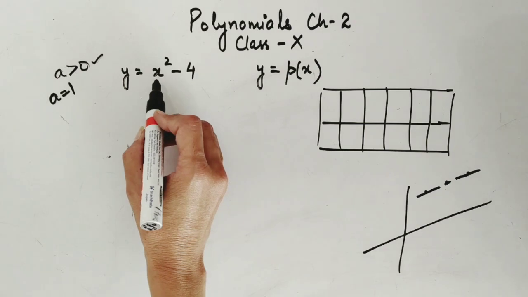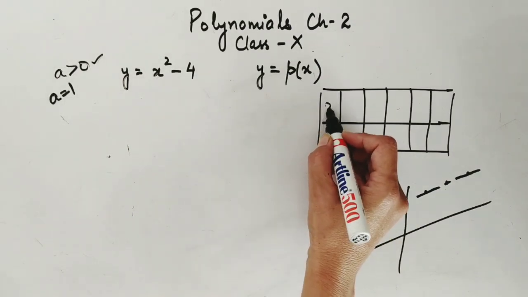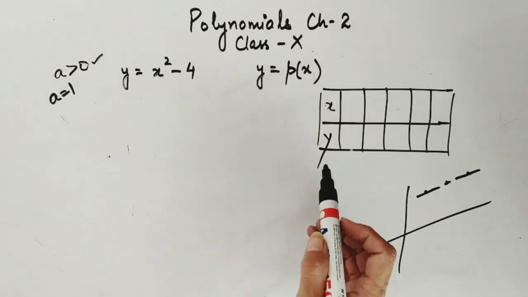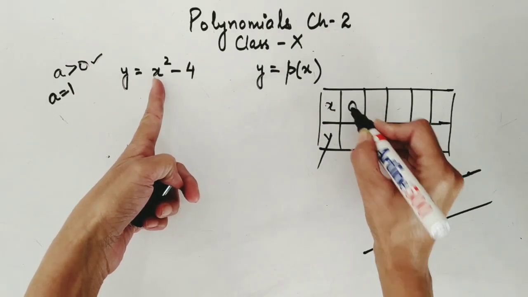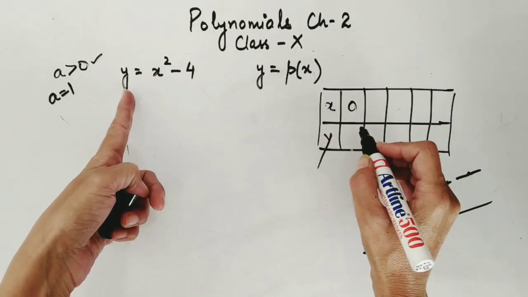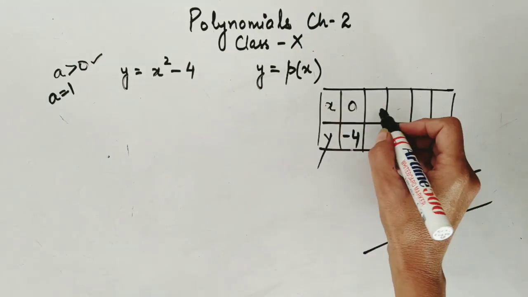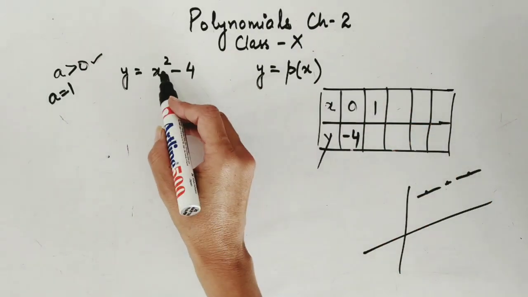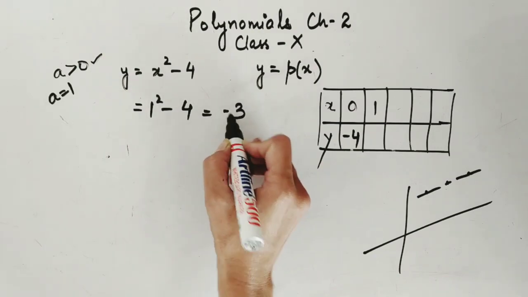Now I would begin by taking, I'll just put the values here. This goes for x, this goes for y. If I take x as 0, what does y become? Y would be minus 4. If I take x as 1, it means 1 square minus 4 would be minus 3.